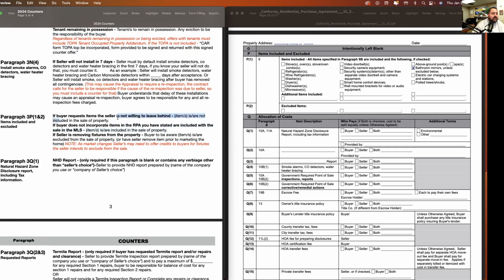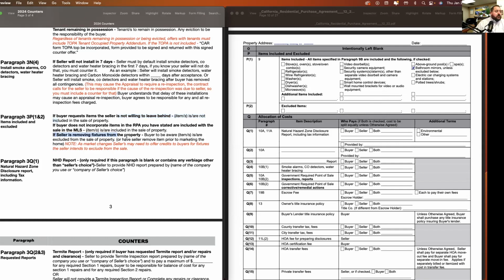If they request something that you don't want to leave behind, so let's say they make a request here in P1, they request something that wasn't going to be incorporated. You have to counter it. Item is or are not included in the sale of property. Pretty straightforward, but you have to do that. Make sure you check here the things that may or may not be checked off.